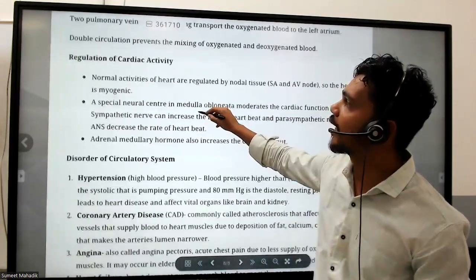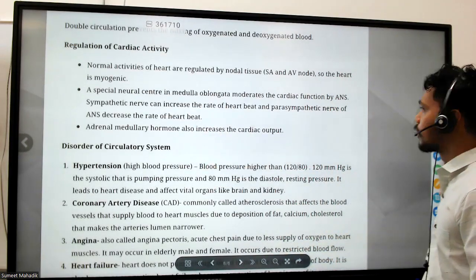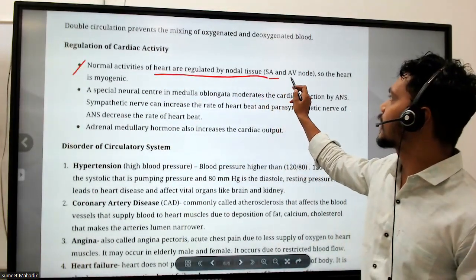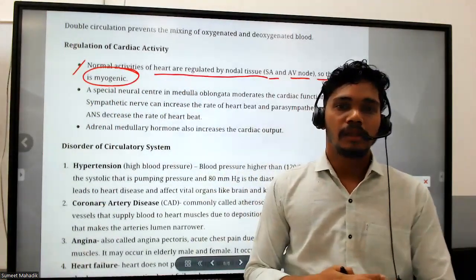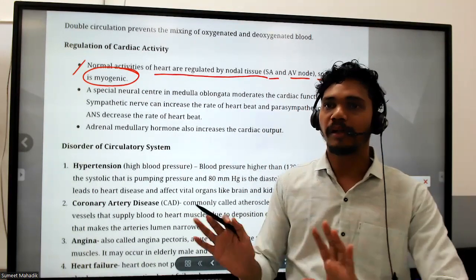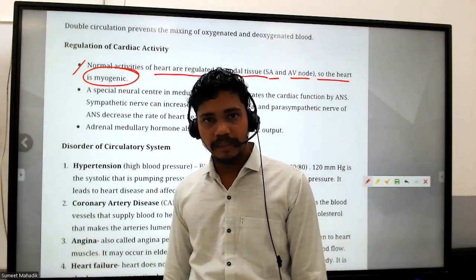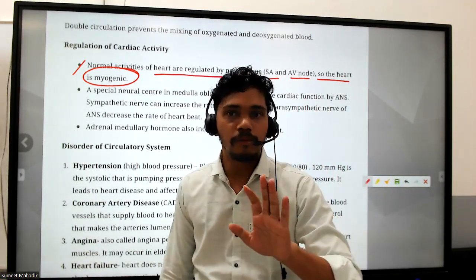Now, regulation of the cardiac activity. This is very important. Okay, I'm covering this chapter a little bit quickly. Normal activities of the heart rate are regulated by the nodal tissue, that is the SA and AV node, so the heart is myogenic. What is myogenic? The one which can generate its electrical impulse by itself only. They do not require anything. Okay, and myogenic tissue is responsible for carrying out its own functions.